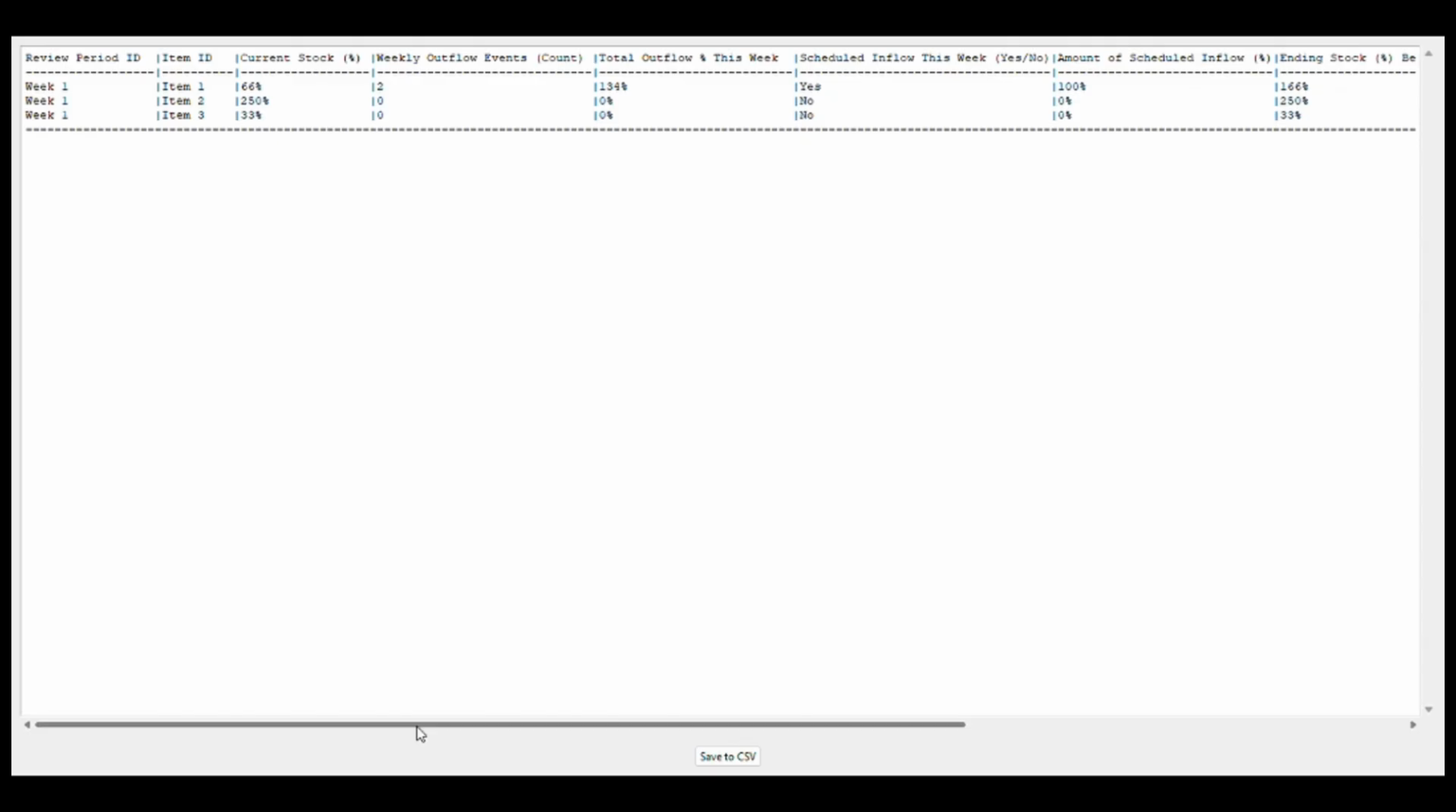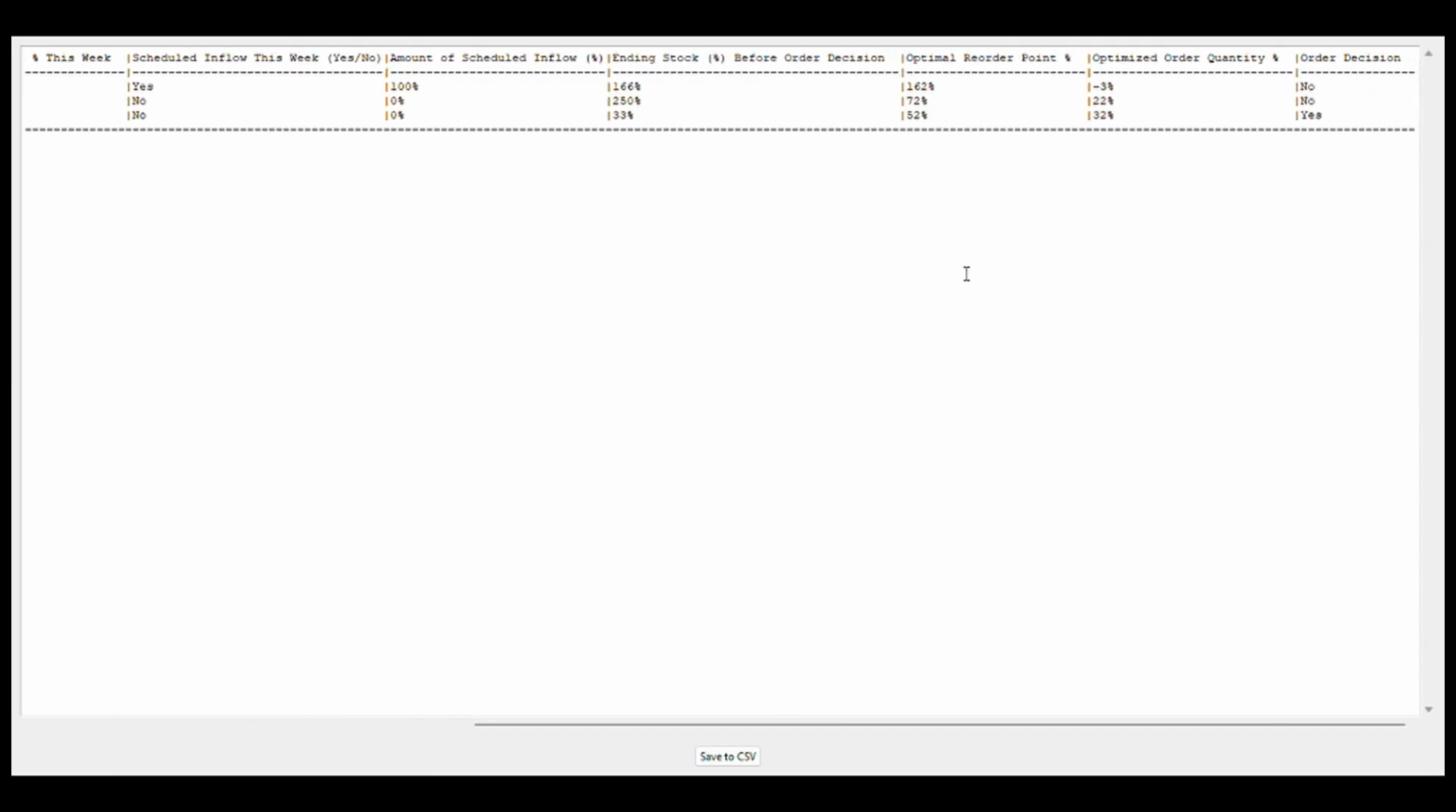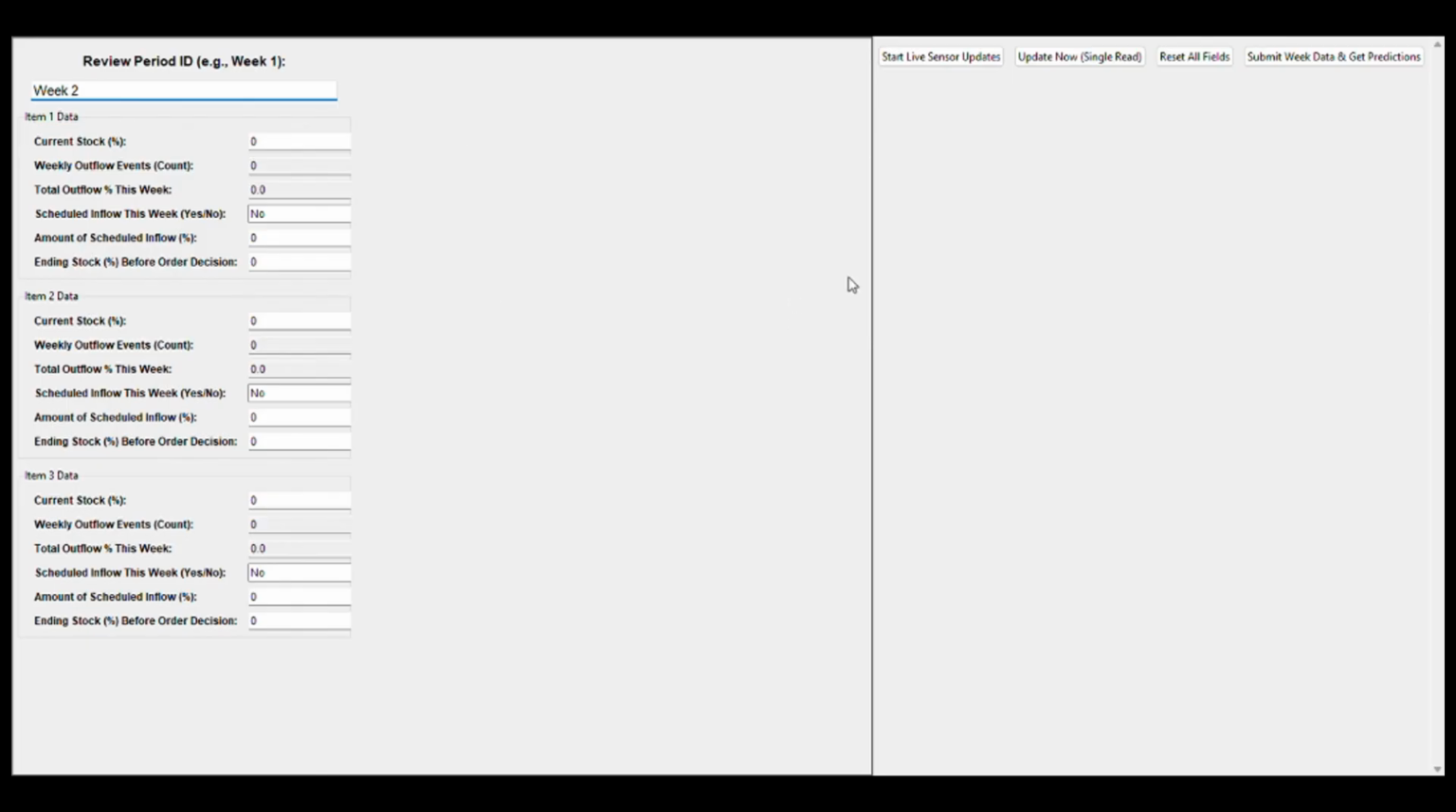In this case I have all the values in the first window, but now I have the prediction from the machine learning model. The prediction is deciding if a new order has to be scheduled or not, and again that will be based on the comparison with the optimal reordering point that was from the model during that week. And I repeat the process again for the second week.